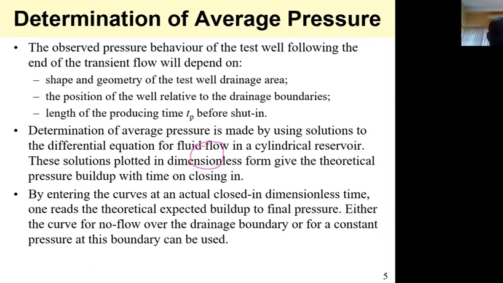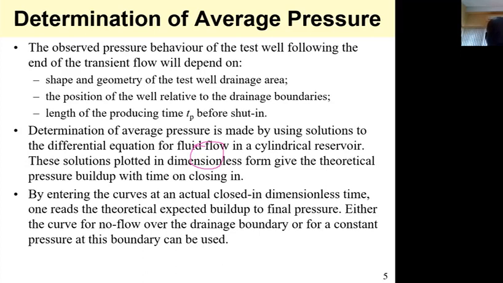Now, the observed reservoir pressure is dependent on three factors: one, the shape and the geometry of the drainage area, which the well investigates; two, the position of the well relative to drainage boundaries; and three, the length of the producing time before shut-in.